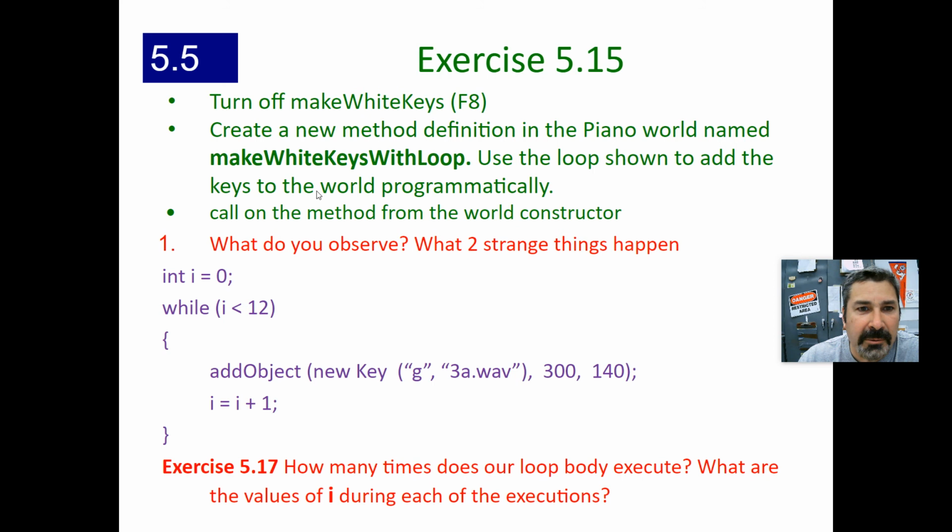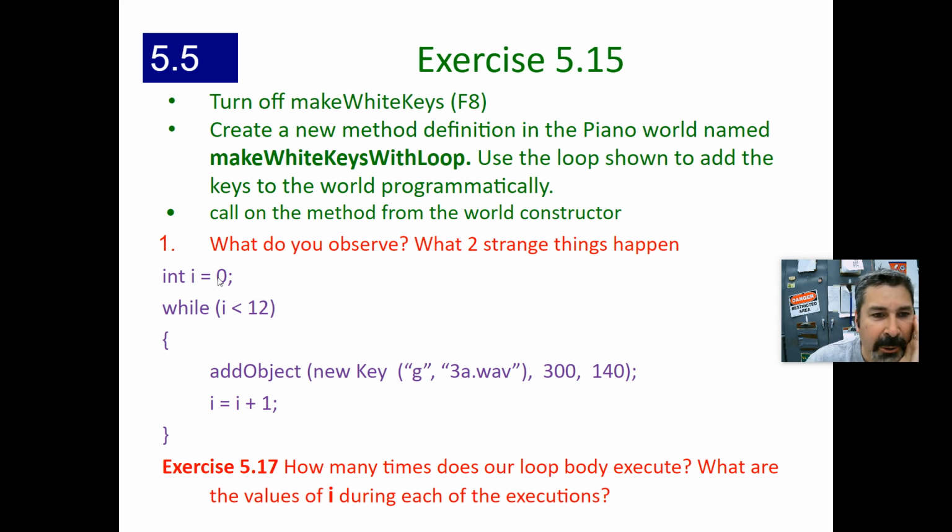We did that. Okay, good. What do you observe? What two strange things happen? See if you can figure that out. And let's answer this question: how many times does our body loop execute? It's going to go from 0 basically to 11. How many times is that going to work? What are the values of I during each iteration of the loop?